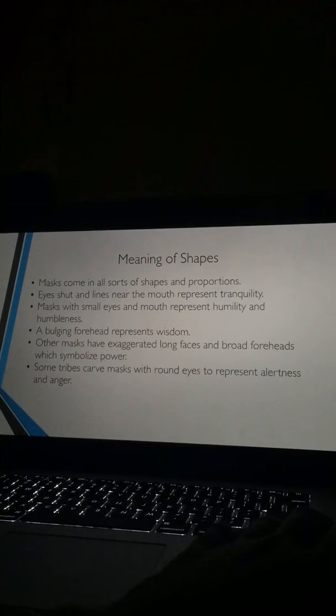Meaning of shapes. Masks come in all sorts of shapes and proportions. Eyes shut and lines near the mouth represent tranquility. Masks with small eyes and mouth represent humility and humbleness. A bulging forehead, however, represents wisdom. Other masks have exaggerated long faces and broad foreheads, which symbolize power. Some tribes carve masks with round eyes to represent alertness and anger.